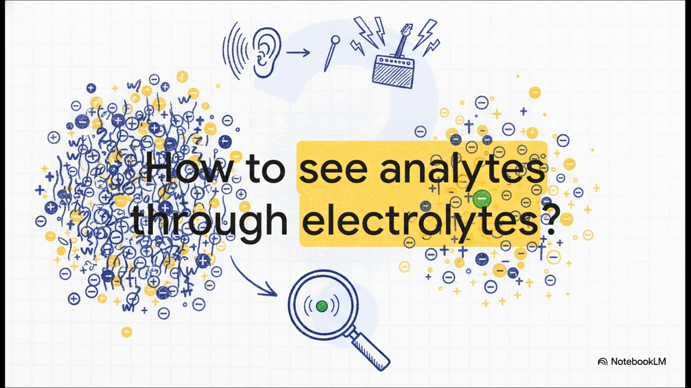So if the background mobile phase is overwhelmingly packed with conductive electrolytes, and our target analyte is just a tiny microscopic fraction of the total fluid, how on earth do we see our analyte through all that noise? It's literally like trying to hear a pin drop in the middle of a heavy metal concert.